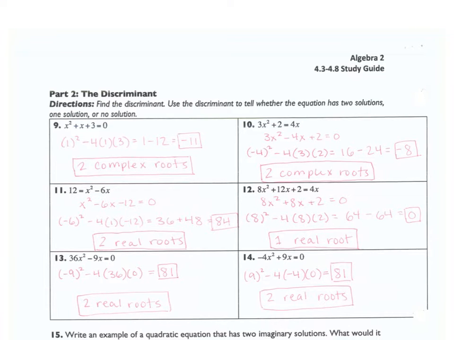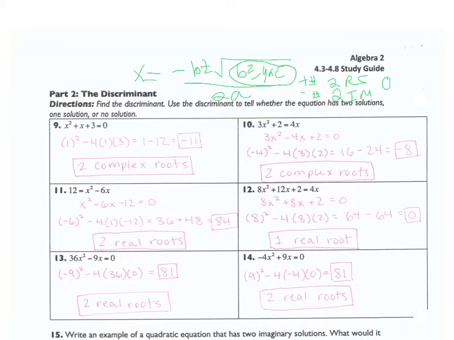So remember, the discriminant is the value down under a radical. So when you have the quadratic formula, x is negative b plus or minus the square root of b squared minus 4ac, all over 2a, the discriminant is b squared minus 4ac. If it is a positive number, you will have 2 real solutions. If it's a negative number, you will have 2 imaginary solutions. If it is 0, you will have 1 real solution.